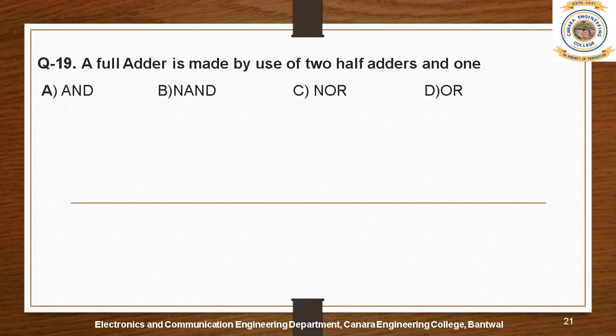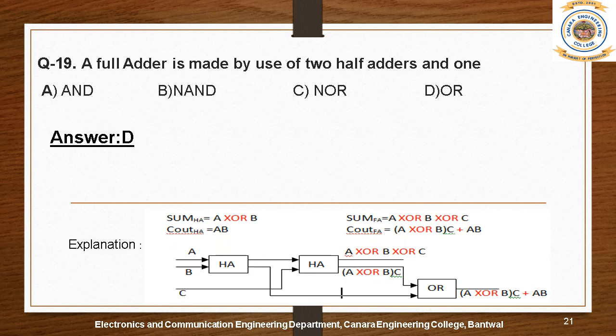Next question. A full adder is made up of two half adders and one OR gate. If you can remember, the half adders are directly connected. The first carry is taken to the next half adder and the final carry is taken by the OR gate.